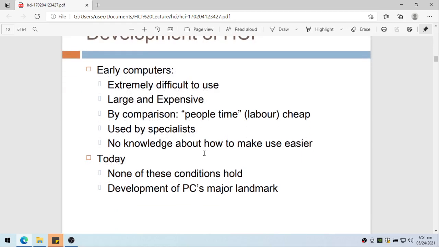Today, none of these conditions hold anymore, or maybe almost none of them, if not none at all. Because one thing is the development of personal computers, and that's the reason why almost none of this already exists.